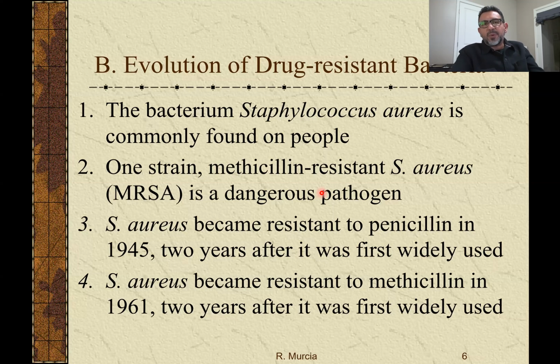But it only took a couple of years for Staphylococcus aureus to become resistant to penicillin. And then other antibiotics were developed to deal with that resistance. And one of those was methicillin. And methicillin became available around 1959, about 15 years after penicillin was discovered. And from 1959 to 1961, it took only about 2 years for Staphylococcus aureus strains resistant to methicillin to develop.